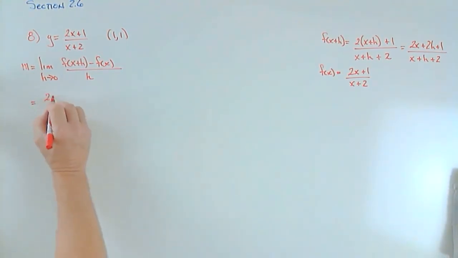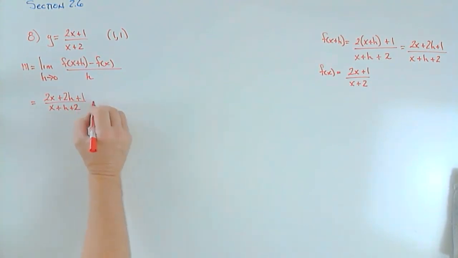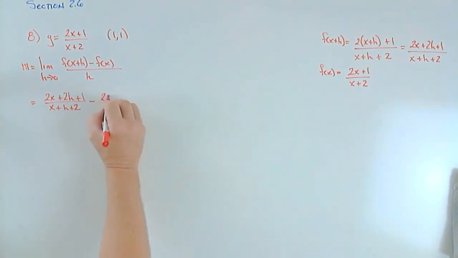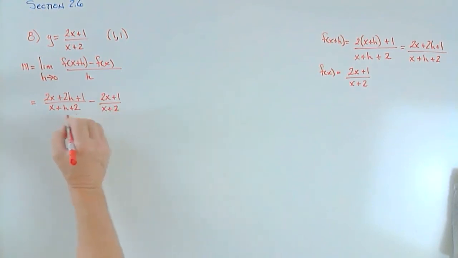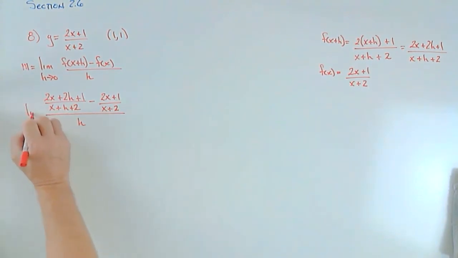So we're going to get (2x plus 2h plus 1) over (x plus h plus 2) minus (2x plus 1) over (x plus 2), all divided by h. And we have to take the limit as h goes to 0. That's one of our complex fractions. So we're going to have to get a common denominator.